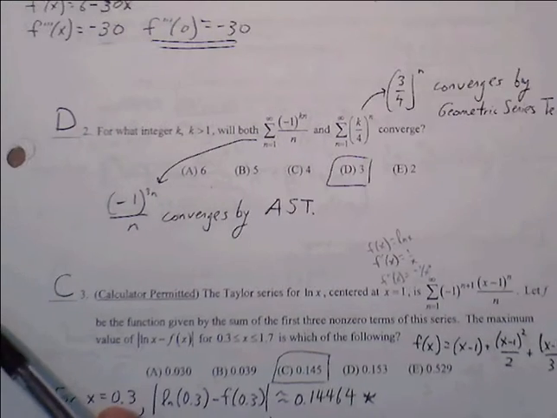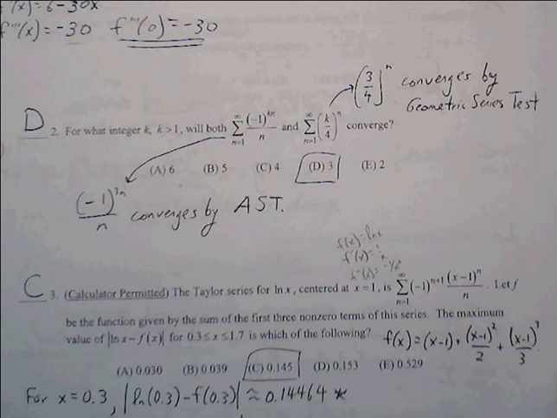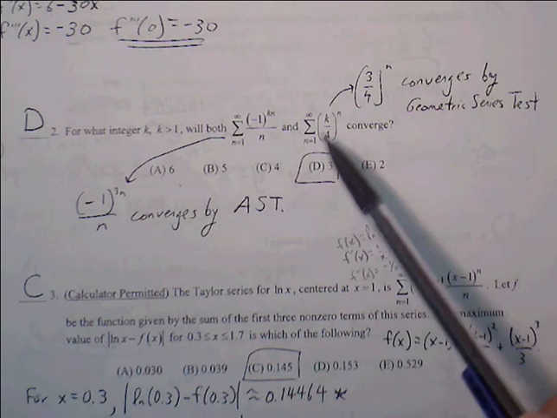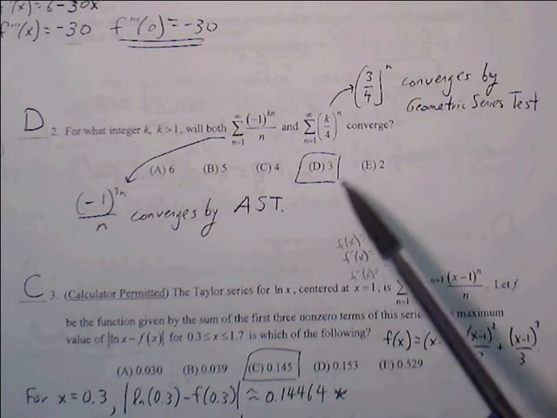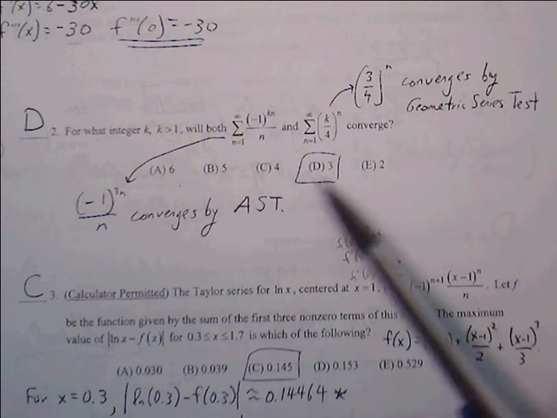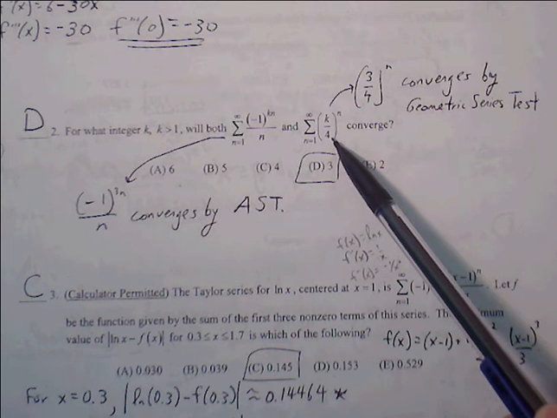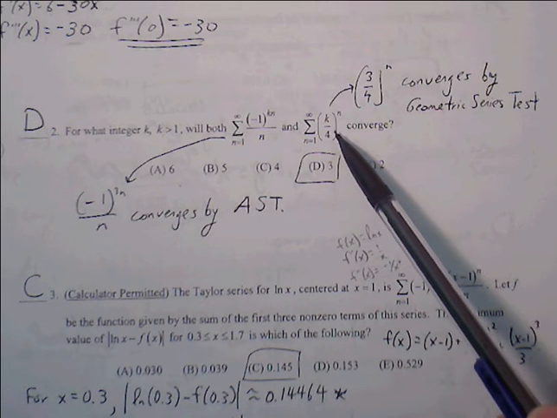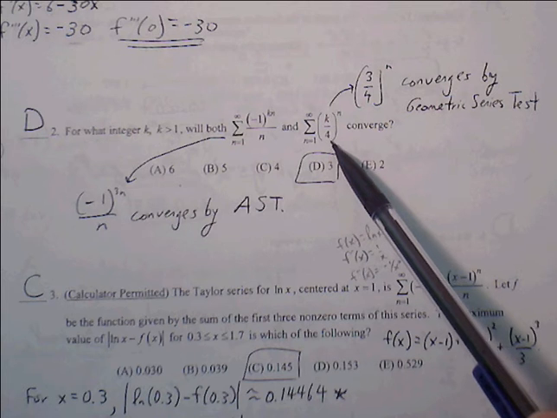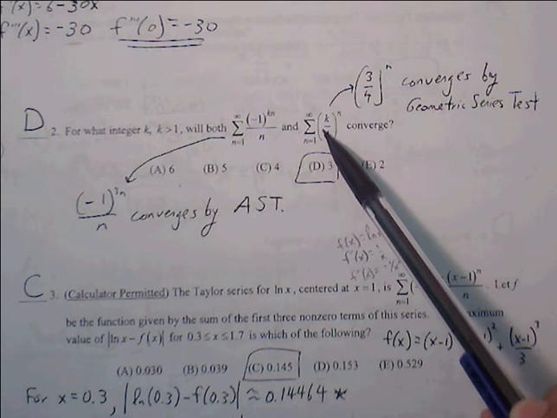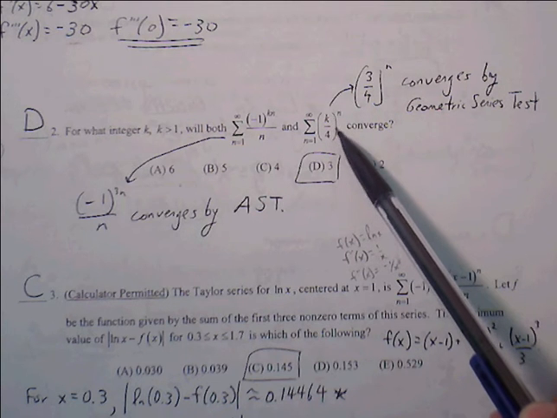Okay, number 2, for what integer k, where k is greater than 1, will both these series converge? So we're given the choices between 2 and 6. Let's start off with something a little bit easier. This is in the form of a geometric series. So we know that a geometric series will converge for any value where the ratio is less than 1.